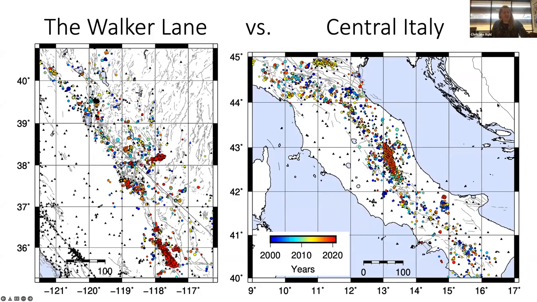For the last bit, I'm just going to quickly show a couple of slides comparing the Walker Lane with Italy. I'm working on an NSF proposal to submit to look at the clustering and the faulting properties of this.